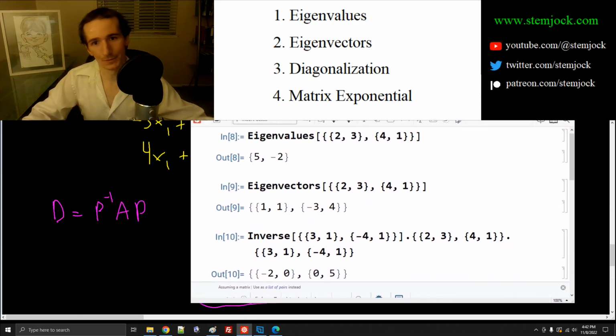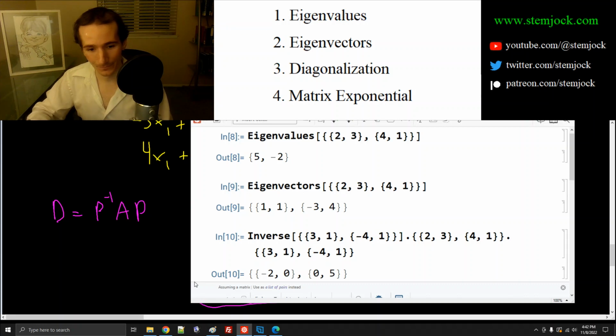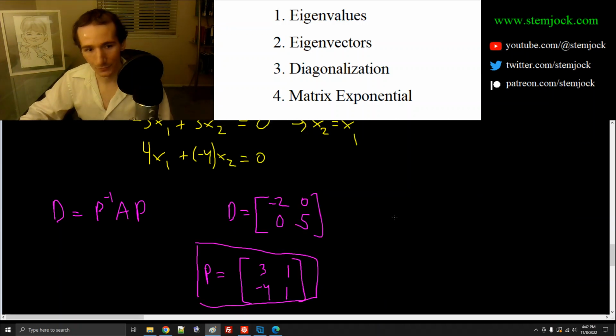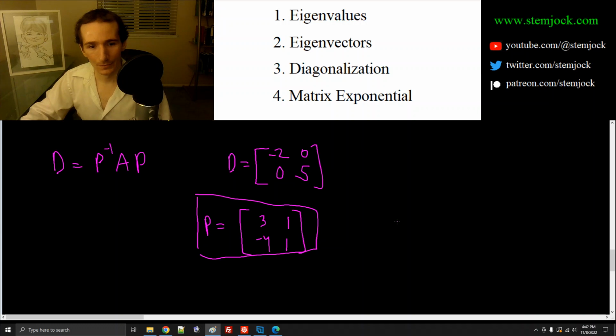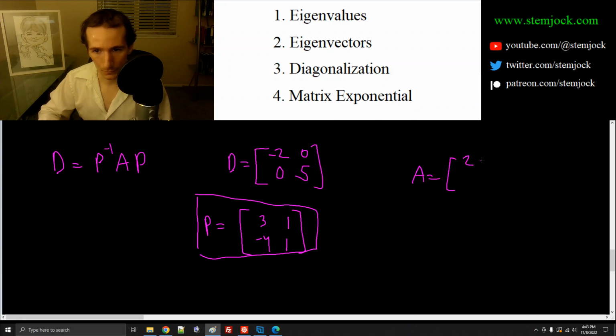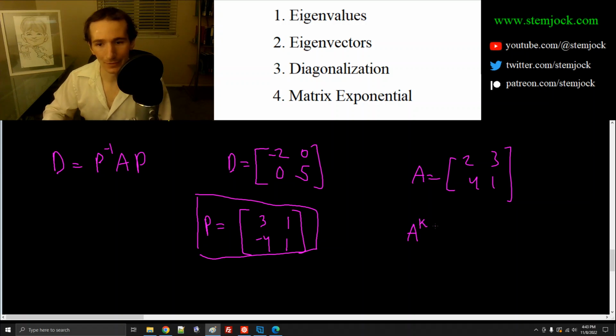Now you might ask, what's the point of this? What this allows us to do, if we wanted to, we were given our matrix A, 2, 3, 4, 1. If we were asked to calculate the kth power of A, so say A to any power of k, we could easily do this now that we know what P and D are.